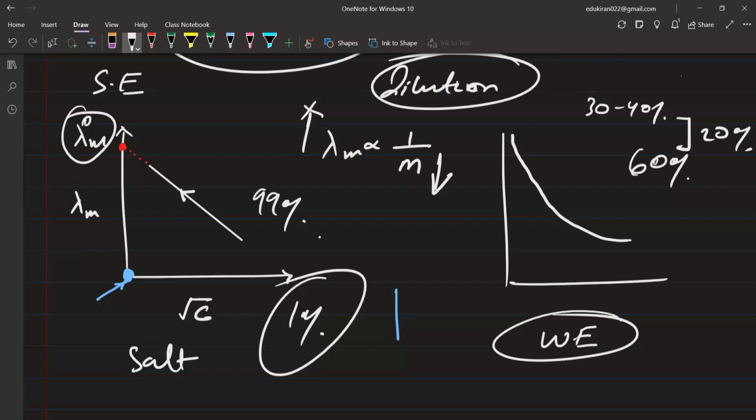So for a strong electrolyte, you can easily determine the lambda naught m. That means you can easily determine the limiting molar conductance. But if you try to determine the limiting molar conductance of a weak electrolyte, then you will just keep going on. So obviously, this particular plot will meet the y-axis at infinity.